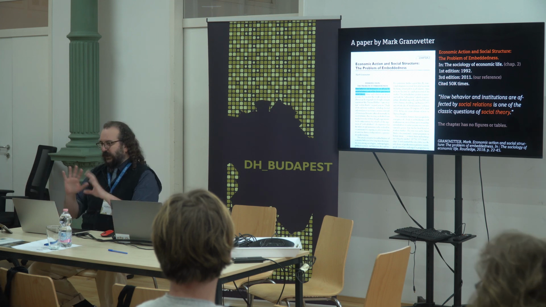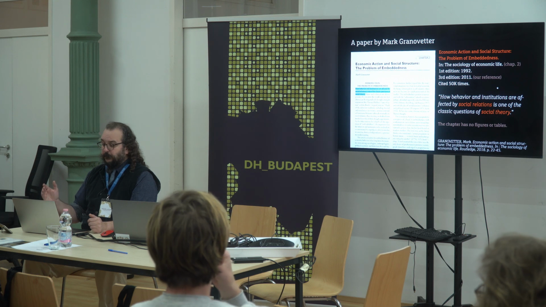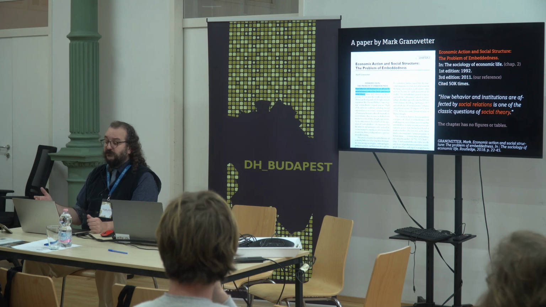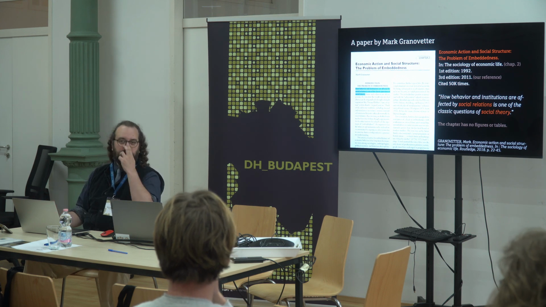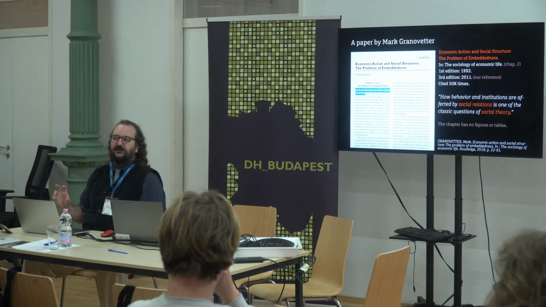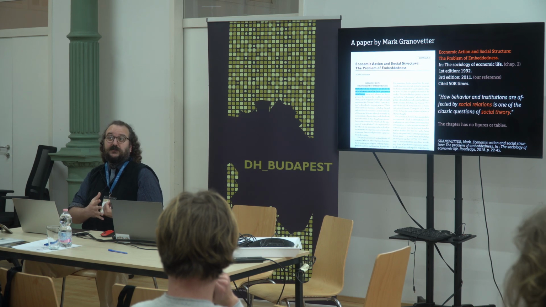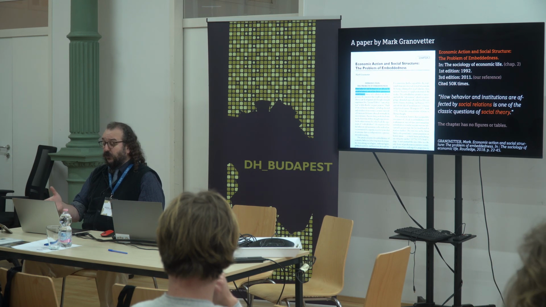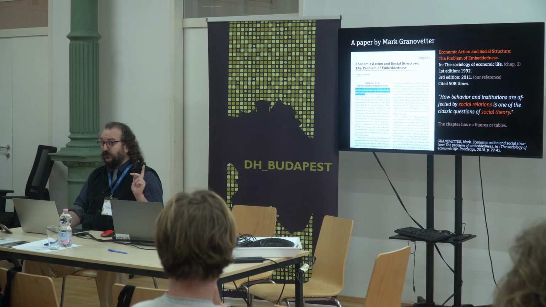I'm not going to unpack completely the paper, but let's start with the first sentence of the chapter. Granovetter writes, "How behavior and institutions are affected by social relations is one of the classic questions of social theory." So although we have the word network in visual network analysis and in social network analysis, what you have seen from what I do is not really about social theory. Well, for Granovetter, this is all about social relations and social theory. This paper has no table, no picture. It's just text. And still, it's really representative of what social network analysis can be.